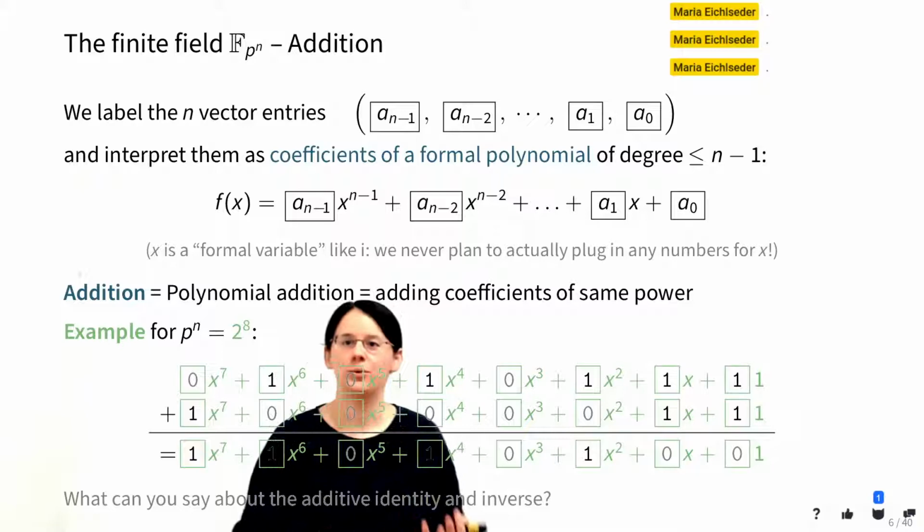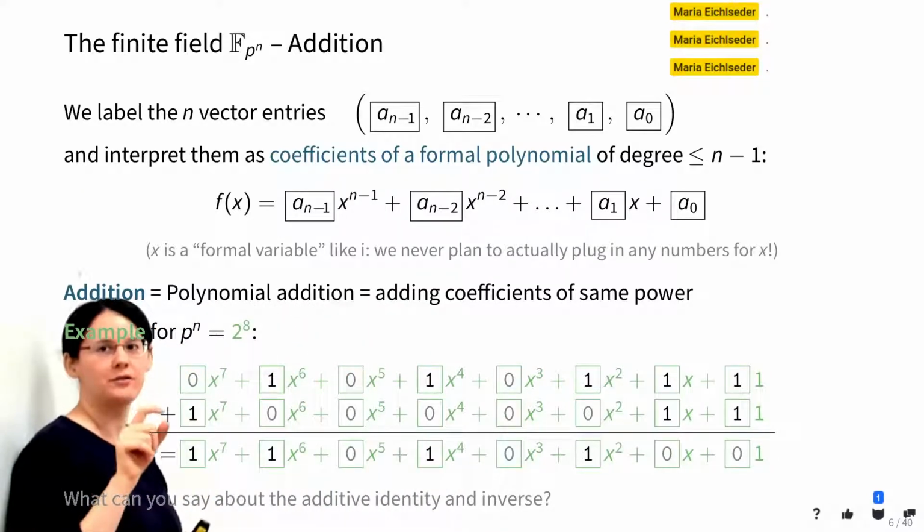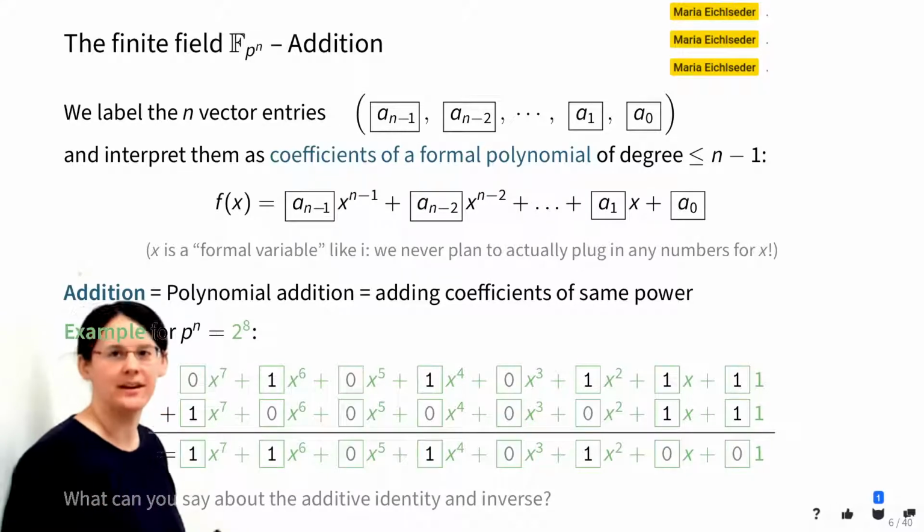Next question is, what do inverses look like in this field? So if I keep the same first element, what do I have to add to it to get 0 at the end?